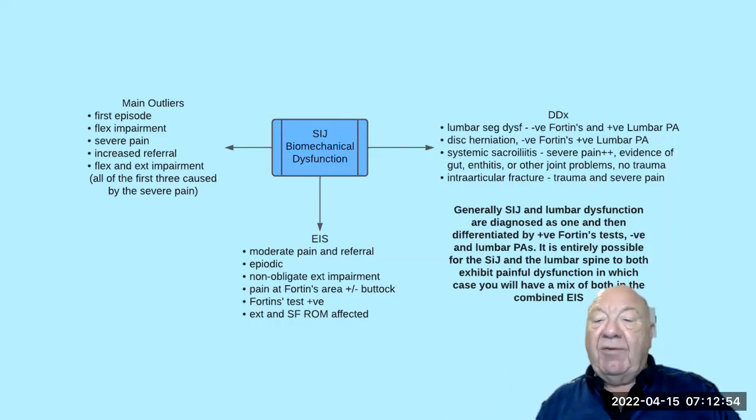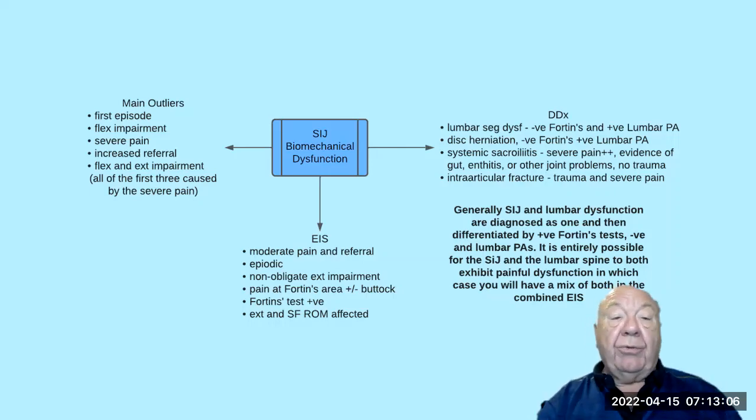That's usually what happens. Even if it doesn't, PAs and Fordham's test between them will give you an idea of what you're doing. And then, of course, the biomechanical exam will give you the diagnosis on both of them.